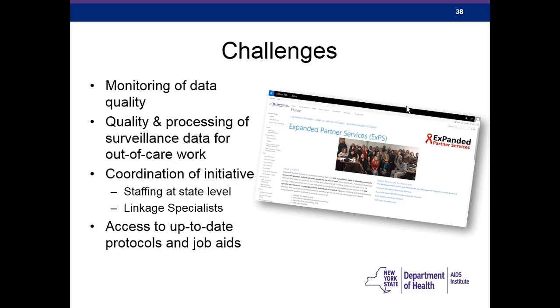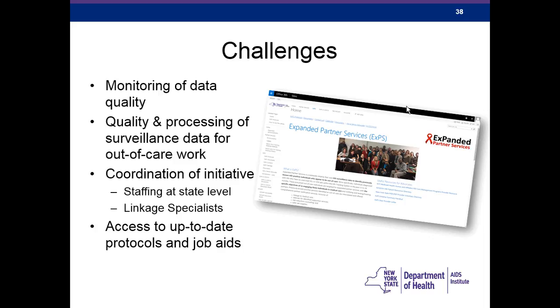Again, coordination of the initiative. At the beginning, when we looked at all of our staff across the AIDS Institute, we really had to bring in lots of people to sit at the table and make this work, at a central location and also at the regional level. Our linkage specialists we initially used were trained, what we were calling seasoned staff. But now, since it's statewide, we have some newbies who are brand new to disease investigation. So that poses a challenge as well.